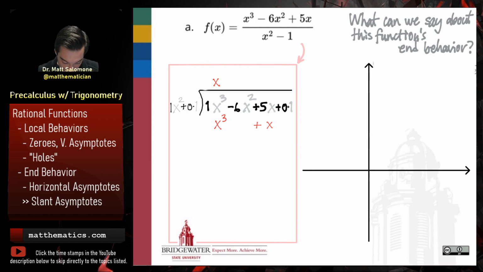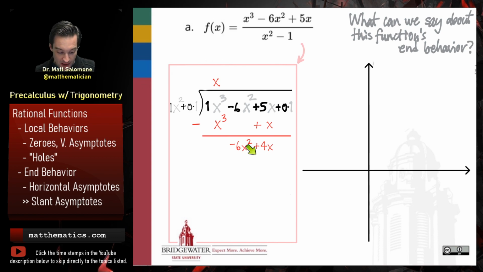And then, as with any good long division algorithm, our next step is to subtract. So I subtract 1x cubed minus x cubed, and my x cubes have gone away. And then I'll drop down minus 6x squared. I'm not subtracting anything from it, and so I'll get just minus 6x squared. And then I'll drop down this plus 5x minus x is going to give me plus 4x. And then I can drop down this 0 times 1. That's just going to be 0 again, so I'm not even going to write it.